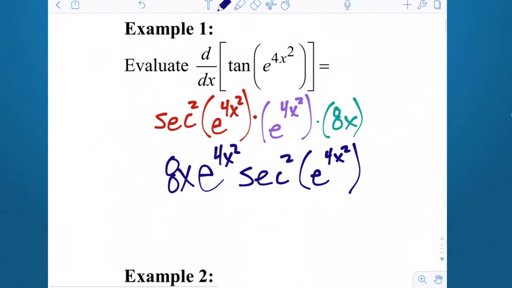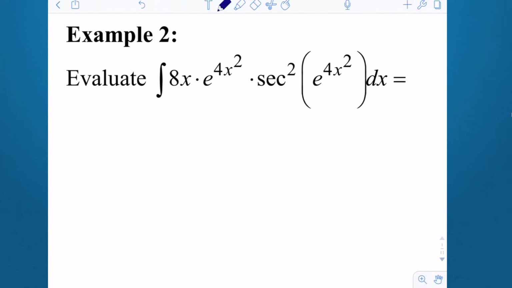Okay, let's mosey on down to example 2. In this question, it's asking us to evaluate the indefinite integral. How do we know it's indefinite? Yeah, there are no numbers there. There are no intervals of integration, as we call them. And so our answer is going to be an indefinite answer with the plus C. So we're trying to guess now the function whose derivative is that giant integrand.